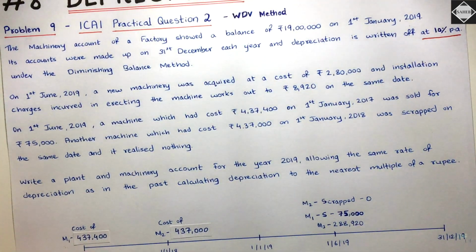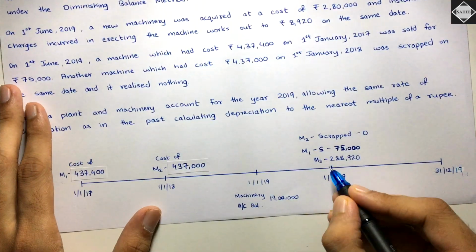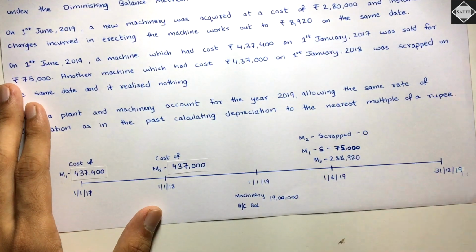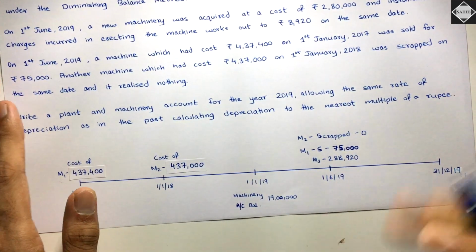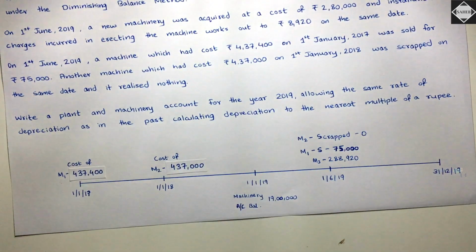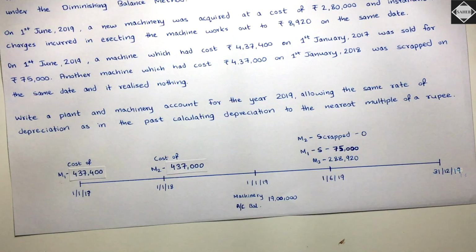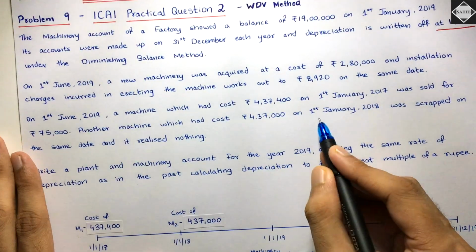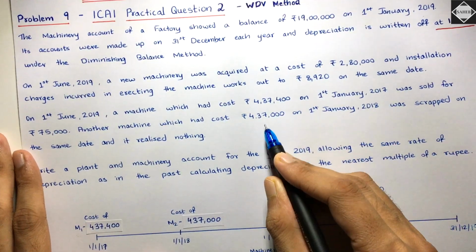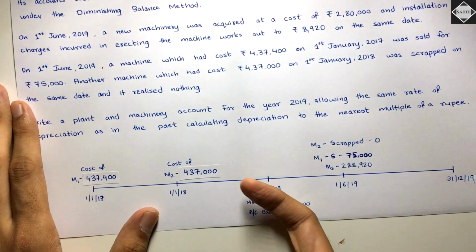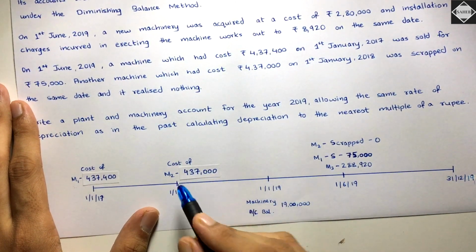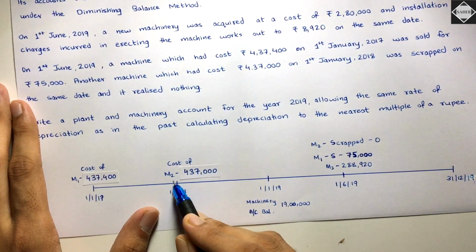So now what is the procedure over here? See what has happened. On this date you have scrapped it. You have disposed it off. You have not received any money, but still you have to do the accounting of that. You have to calculate what profit or loss is happening because of that. Of course it will be loss. You have not got any single penny, no rupees at all. So now the cost of that is given on 1st January 2018, 4,37,000. So that's just 1 year back. 4,37,000 cost of M2.